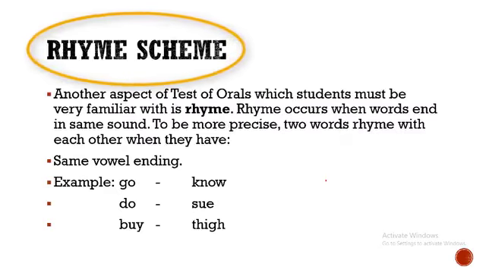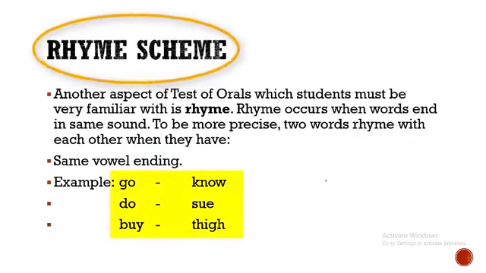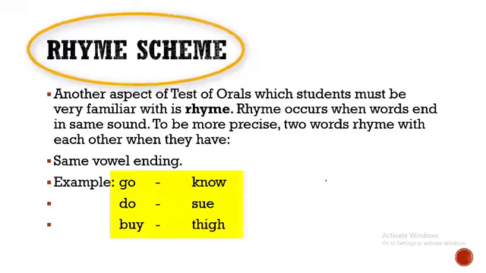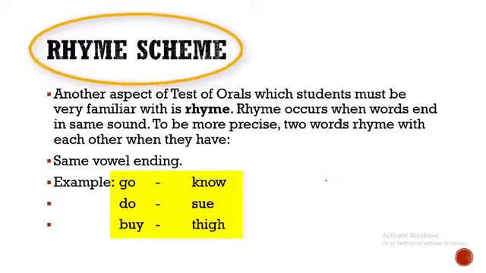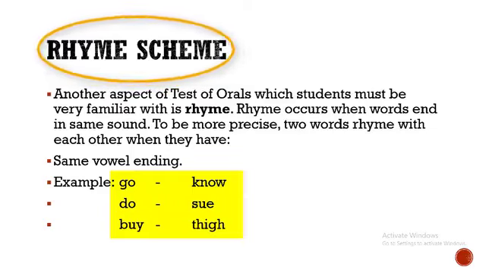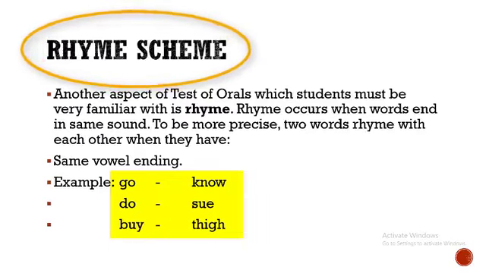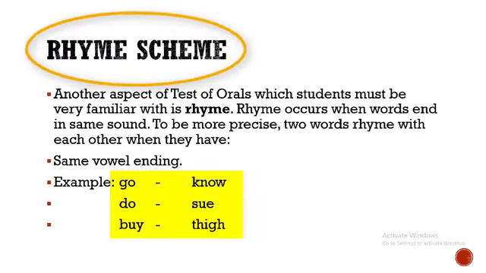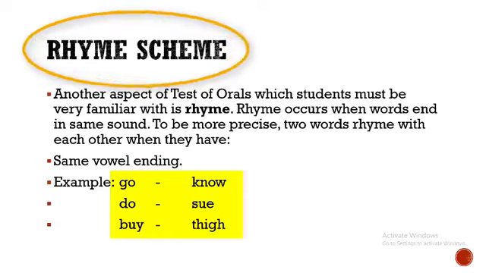Like for instance, we have go, and it has a rhyme scheme or similar ending with no. So they both have, even though their consonants don't sound alike, similar endings. Okay, so we focus on the ending and not the beginning. So we have do, shoe, we have buy, thigh.